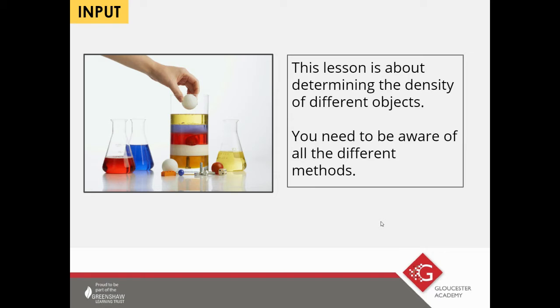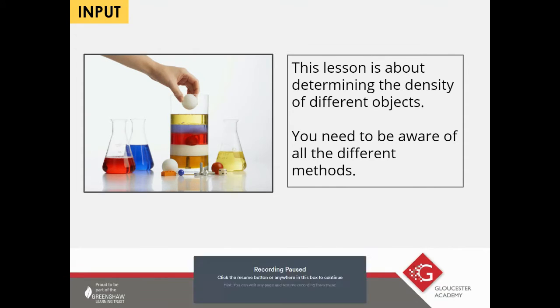So this lesson is about determining the density of different objects. You need to be aware of all the different methods. And I chose this image because it very nicely demonstrated how even liquids can have different densities, how objects, apparently solid objects, can have different densities. And then we also have objects which have air in the middle. So they would have a different density as well because they're not solid all the way through. All things to be aware of.